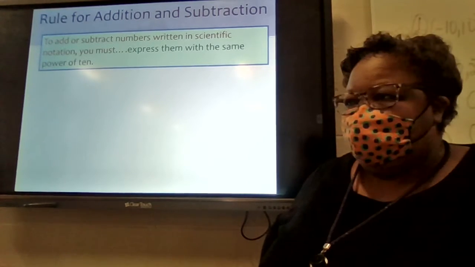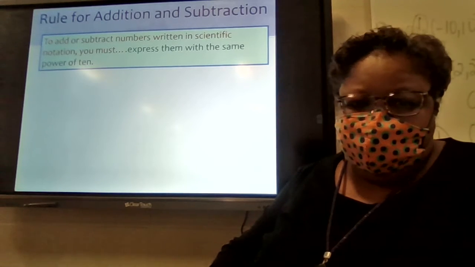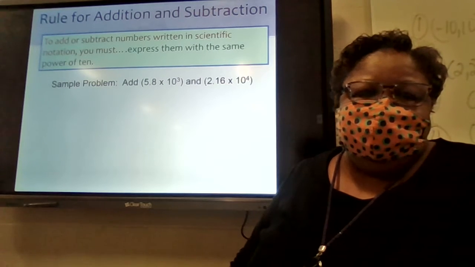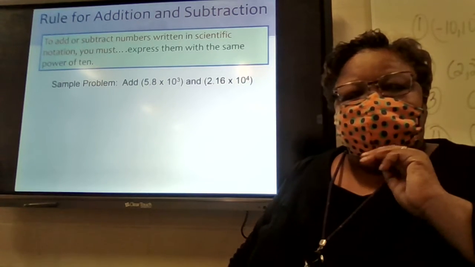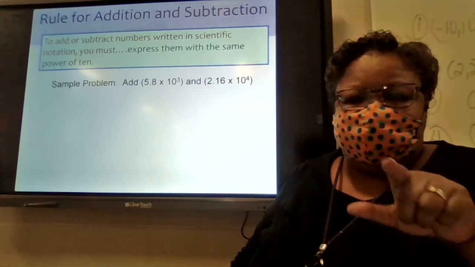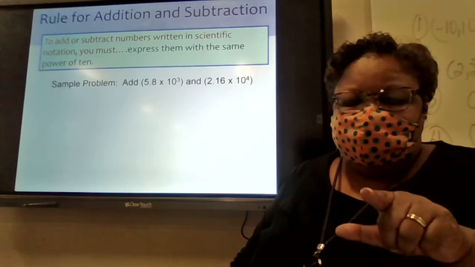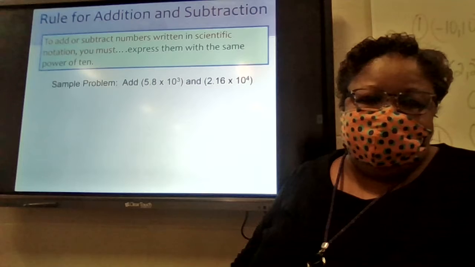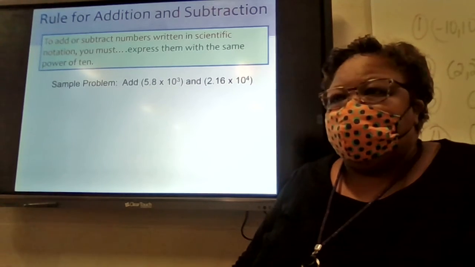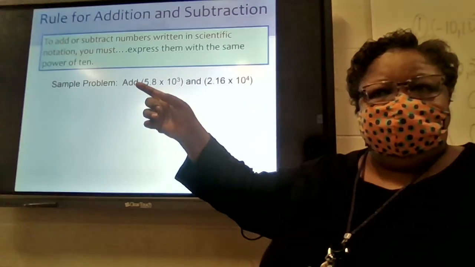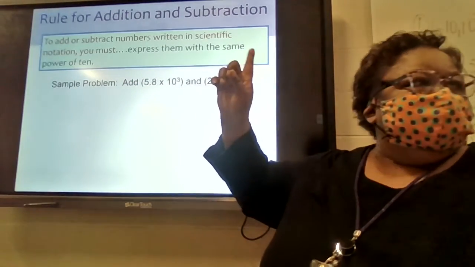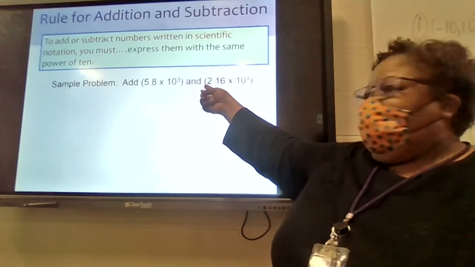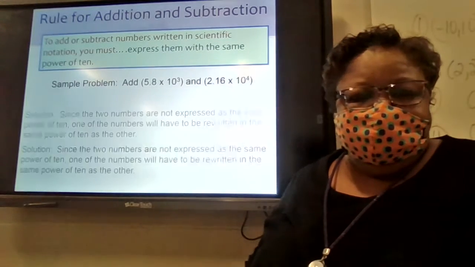So you got to express them with the same power of 10. So if they're not in the same power of 10, you got to fix it. So here's a sample problem. 5.8 times 10 to the third, and they want you to add. So it'd be 5.8 times 10 to the third plus 2.16 times 10 to the fourth. So let's convert the 5.8 to 10 to the fourth. We said if we go left, we add to our power of 10. So we can move our decimal 1 to the left, and we can add 1 to the 3. Let me show you what we're talking about.